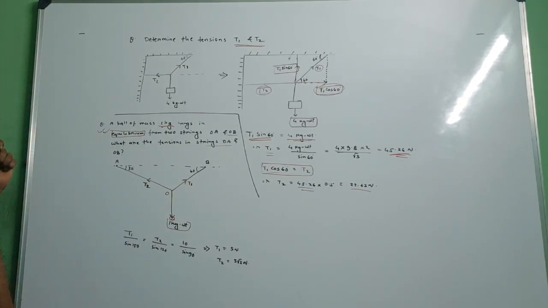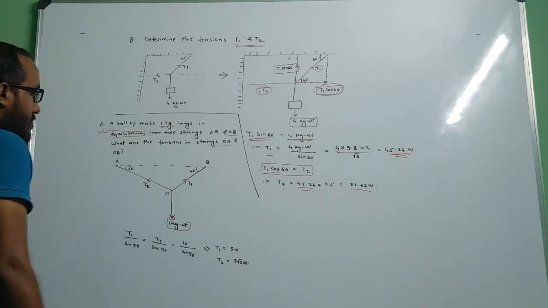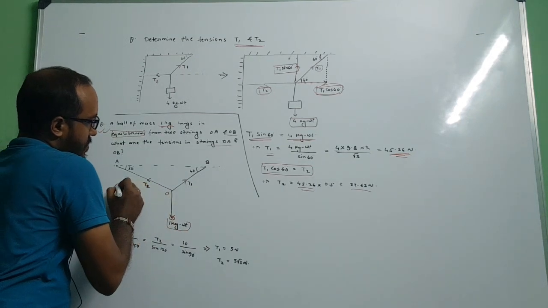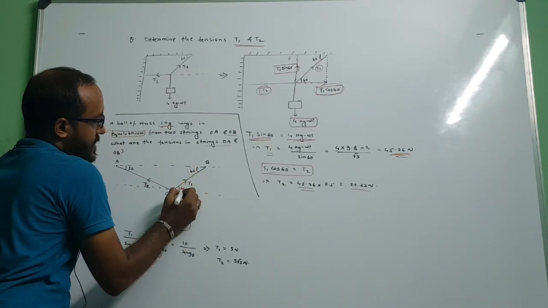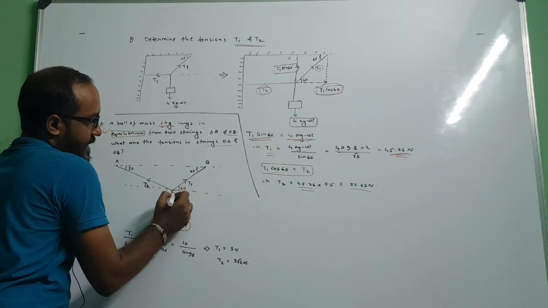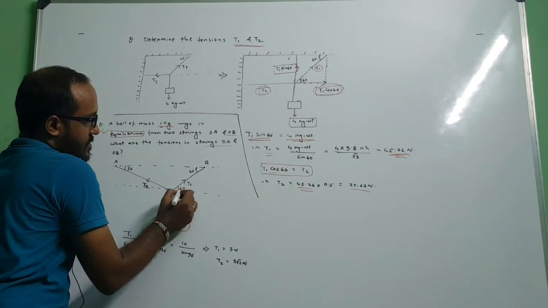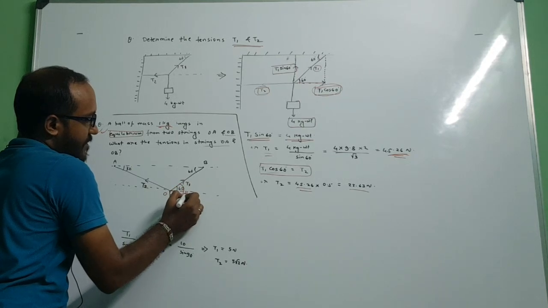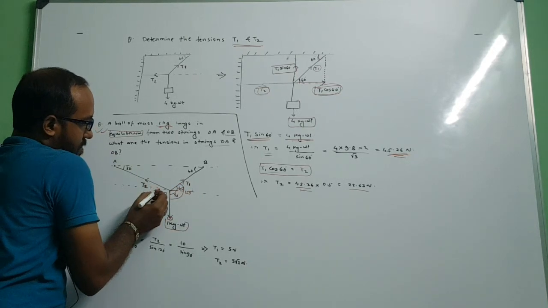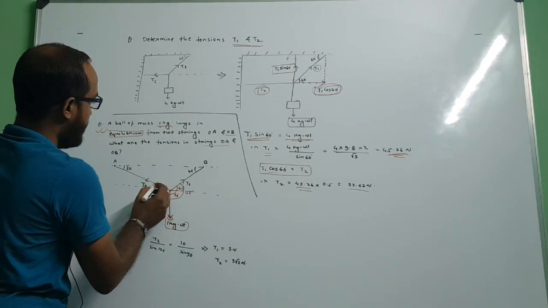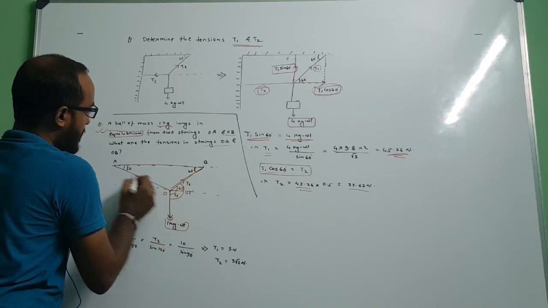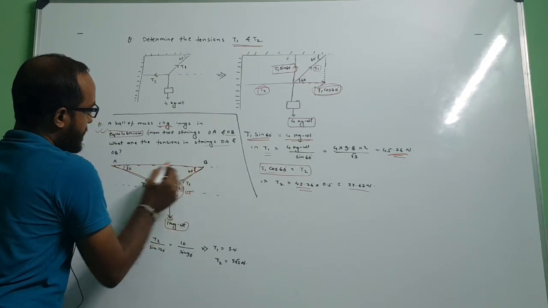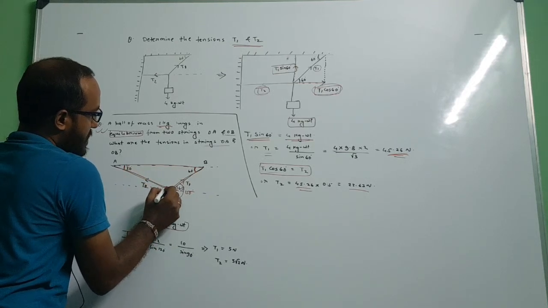See, for Lami's theorem, we have to find the opposite angles, right? So draw a horizontal line here. If this is 60, this should be 60. This is 90, so 90 plus 60, the whole angle is 150 degrees. Now see, this is 60 in this triangle. In this triangle, you can see that this angle is 60, this angle is 30. So this angle must be 90.